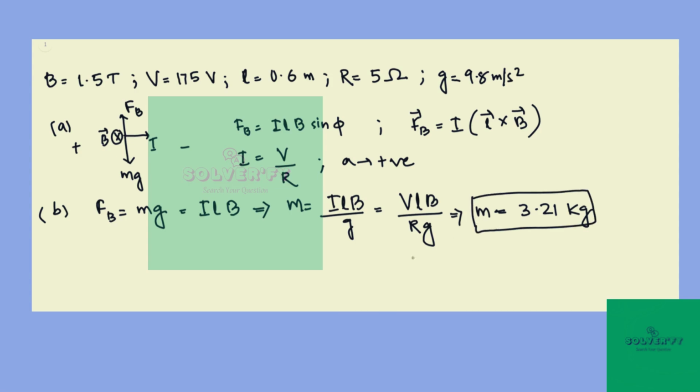One thing to take note of over here is, if the battery had opposite polarity with A as the negative terminal, then the current would be clockwise and the magnetic force would be downward. But in that case, the system or the battery won't be in equilibrium at all.